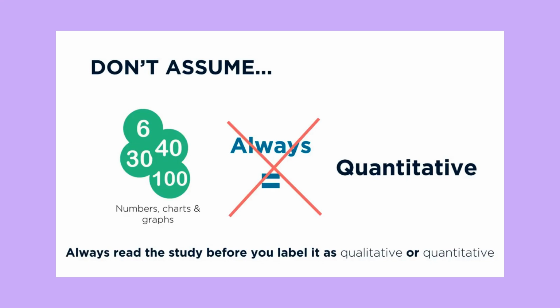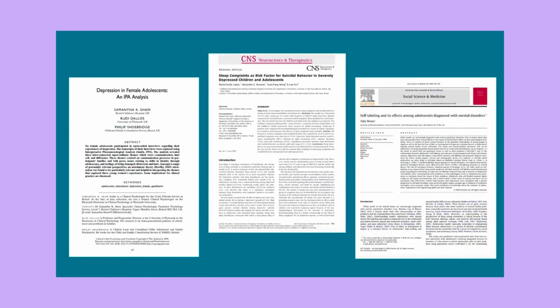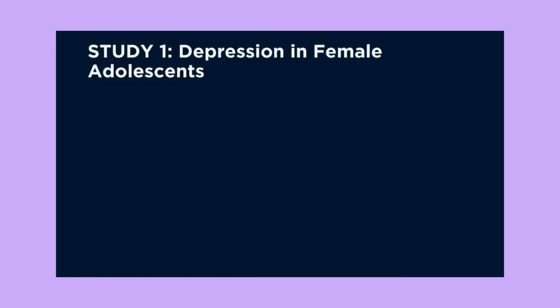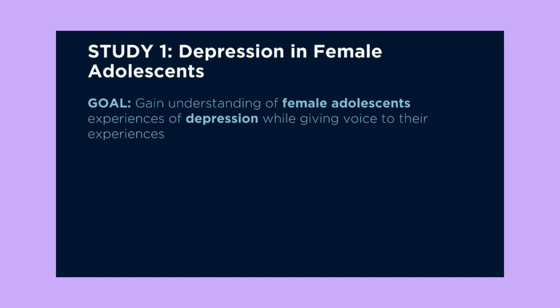Let's take a look at some examples. Here are 3 studies about adolescent mental health. We'll focus on their goals, methods, data, and data analysis techniques to determine if they are quantitative or qualitative. Our first study is about depression in female adolescents. According to the article, the goal of this exploratory study was to gain an understanding of female adolescents' own experiences of depression and give voice to their experiences.